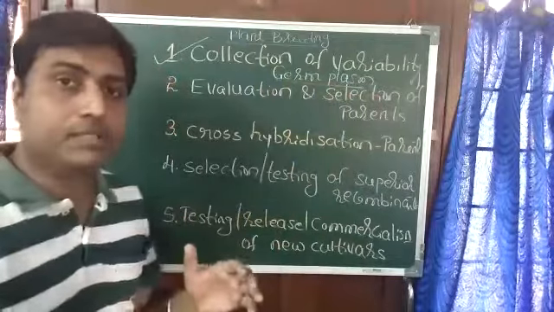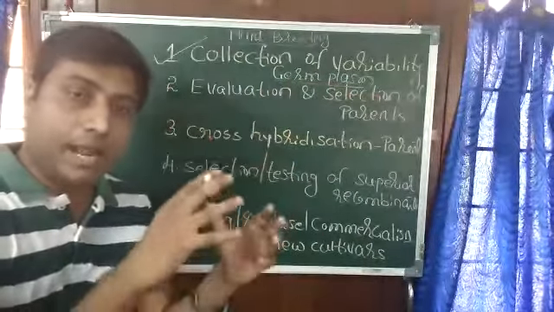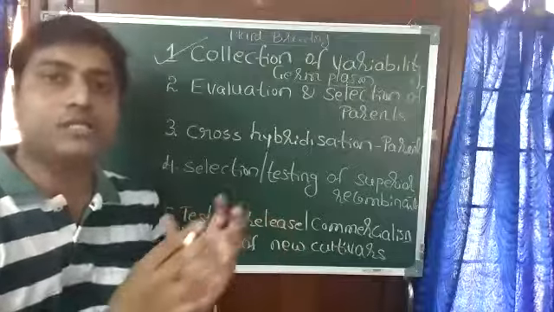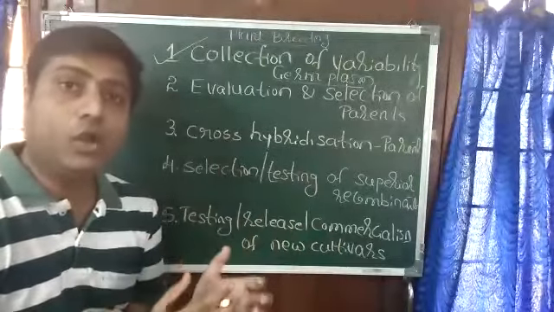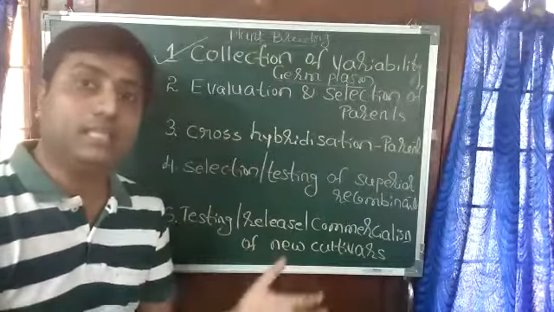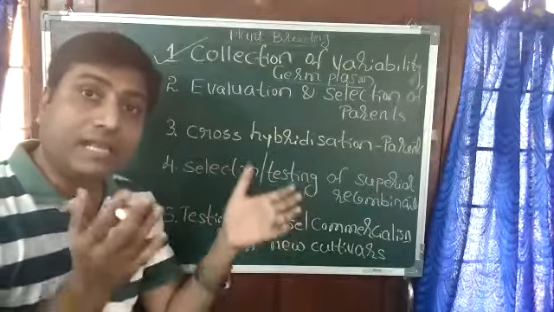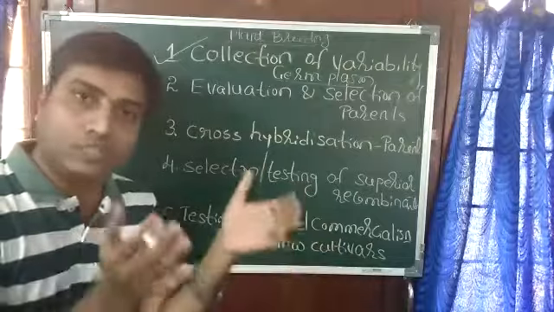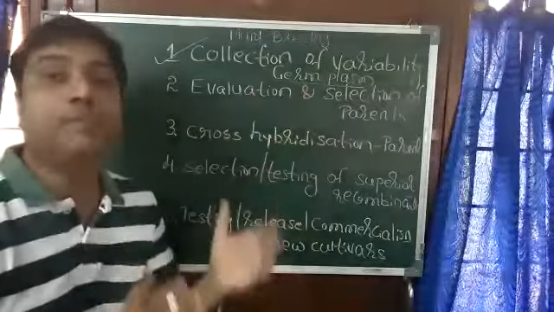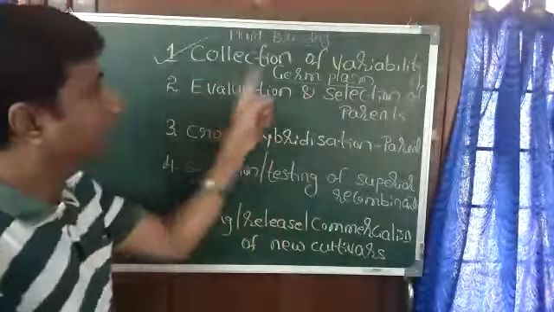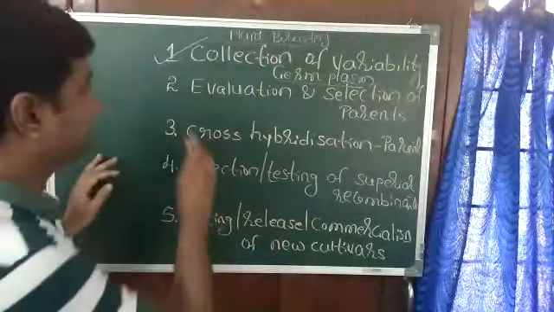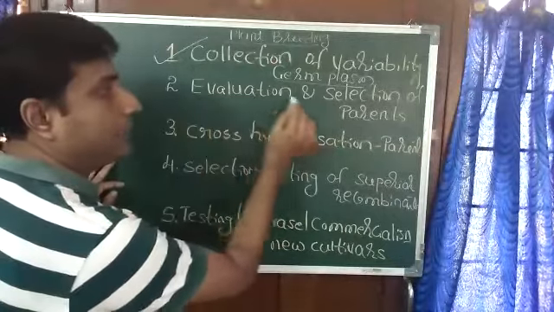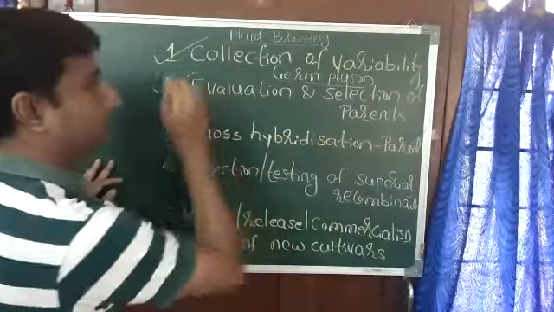In each plant, according to its trait, according to its quality, the DNA is present. The DNA, or you can call it genes or the alleles. Thus we collect those alleles or those genes, and that is germplasm collection. Collection of variability, first point. What is the second point? Evaluation and selection of parents.